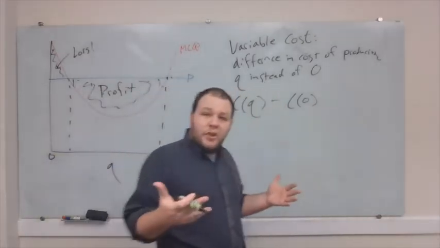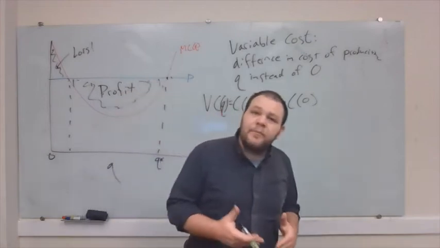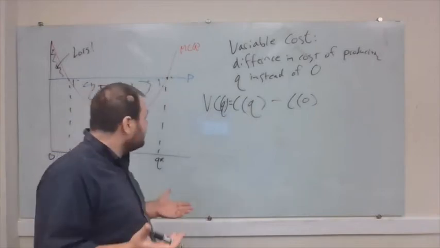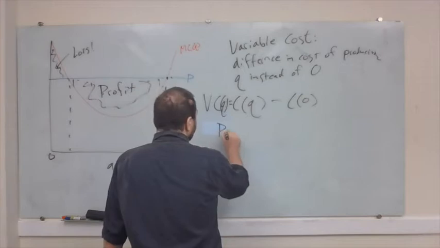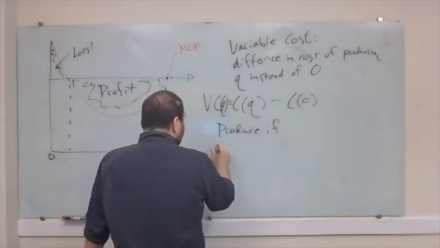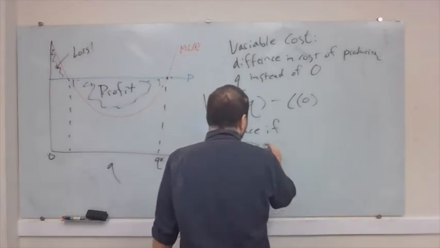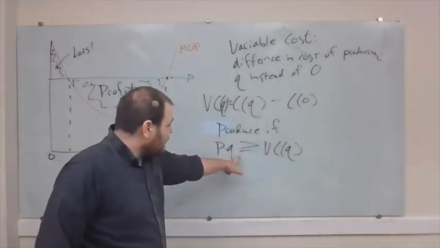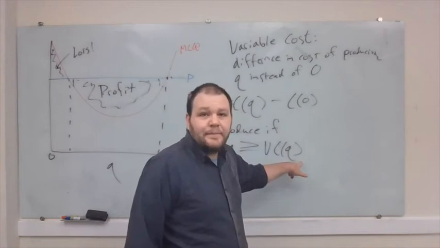So essentially what we can do is say, if our variable costs are greater than our revenues, since our revenue at 0 is 0, then it's not worth it to produce. Produce if revenue, P times Q, is greater than or equal to our variable costs. The difference in revenue between producing Q and producing 0 versus the difference in cost.